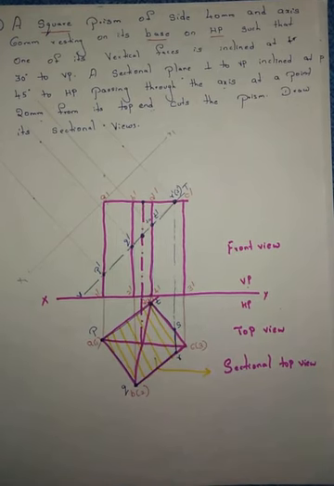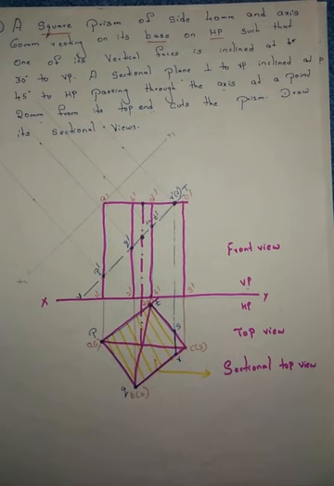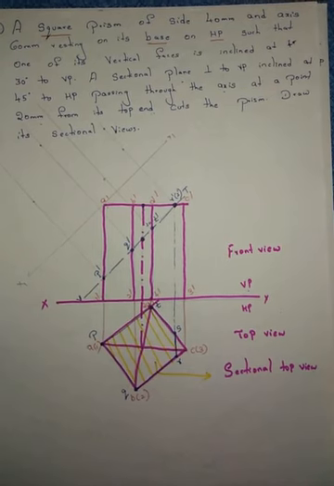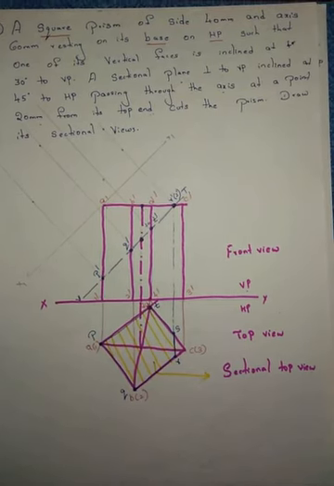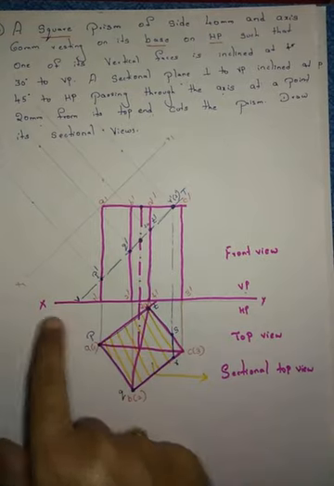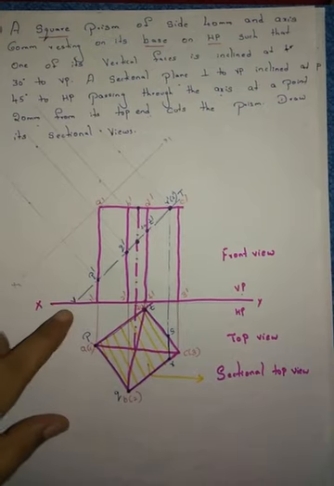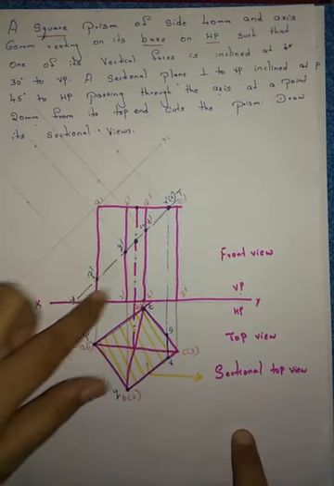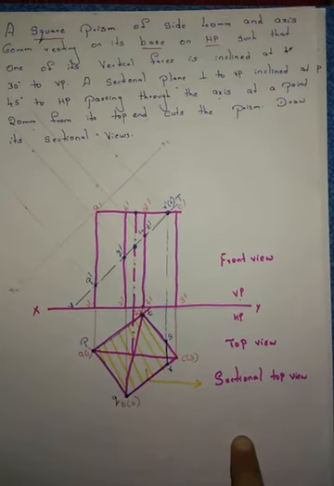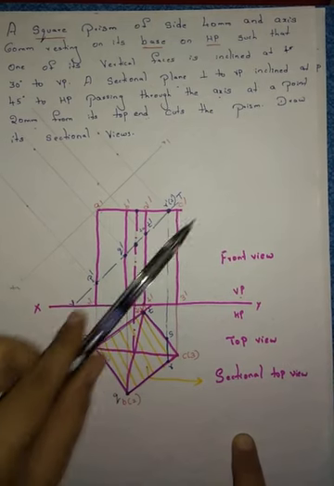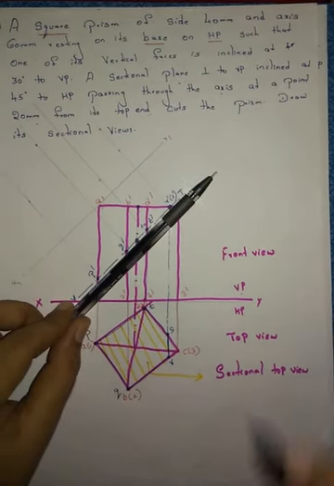What is auxiliary views? Auxiliary views is nothing but we are going to draw another reference line. Actually, for all the problems we are having only one reference line, xy. But in sections of solids, whenever the sectional plane is in inclination position, right? So keep your scale here.